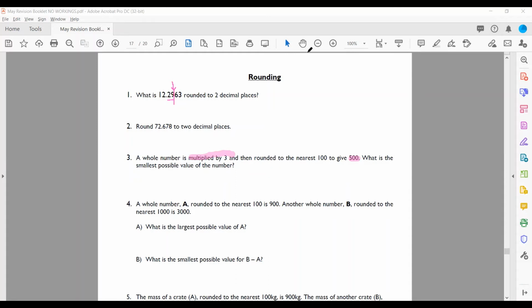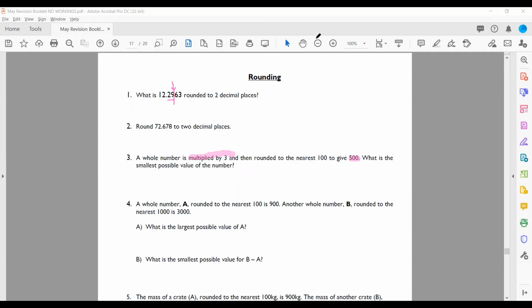We start rounding at 450, okay, because at 449 we would round down to 400. So at 450, that would be the first number that we would round up to 500. And 450 itself is a multiple of 3. So that would be where your kind of logic would have to go. So the smallest possible value of the number would be 450 divided by 3, because remember, you're finding the original number, which is then multiplied by 3 and then rounded to the nearest 100.